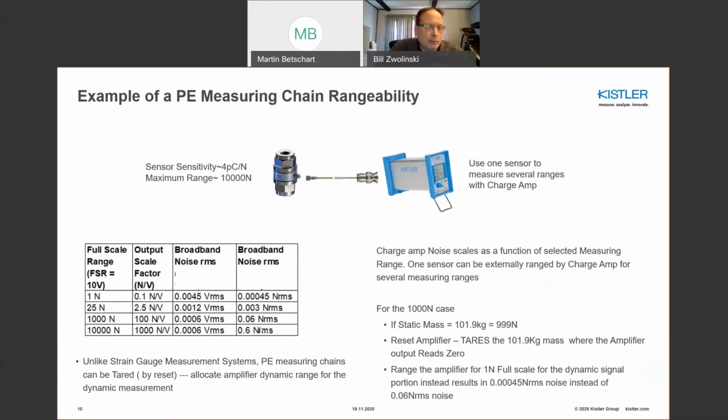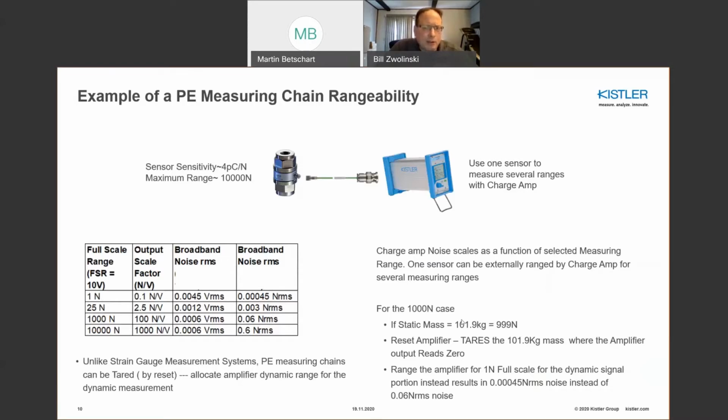What you see here is the broadband noise actually scales as a function of range. This is very powerful because you can use one sensor to basically measure large and small signals and actually take a benefit in terms of resolution at the lower ranges. And this is quite, I think, embraced by a lot of different applications, not only hydrodynamics.